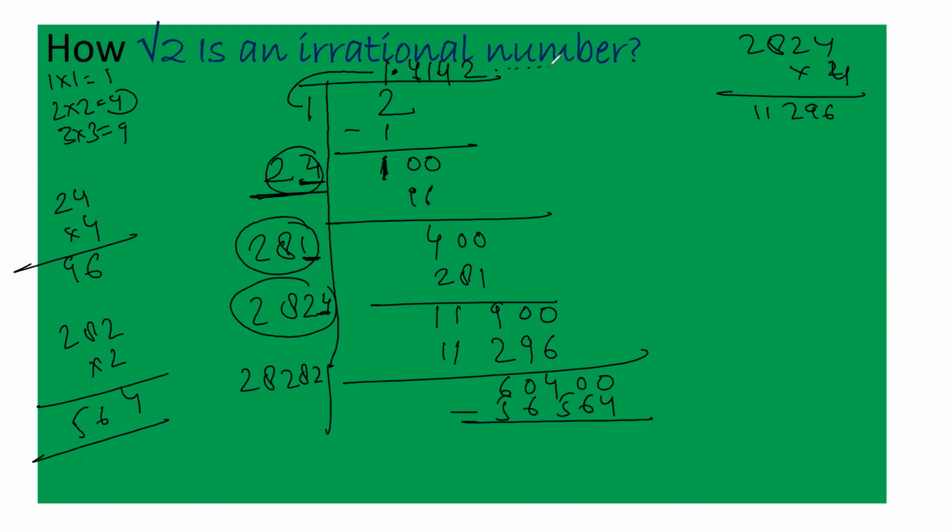Now this decimal will go on and on. 1.4142 and so on. Dots mean the division is not terminating, so it is non-terminating. Also, the digits are not repeating after the decimal, 4142, it means not repeating. So when you have a non-terminating and non-repeating number, that number is an irrational number. I think it's very clear how root 2 is irrational. Similarly, root 3, root 5, root 7, the prime numbers you have, they are irrational numbers.